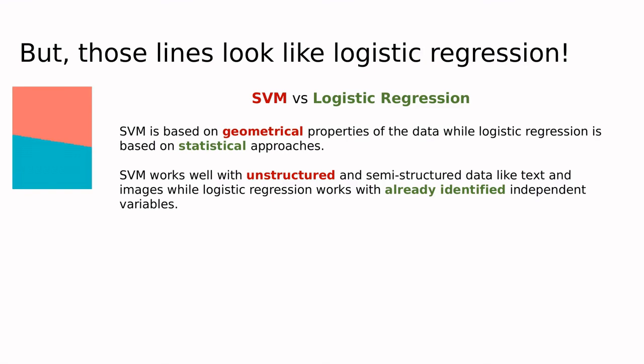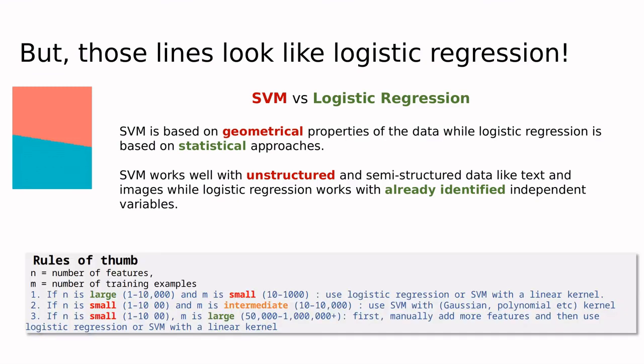A logistic regression is based on the statistical properties of the features, so basically the mean, the variance, and the standard deviation of those properties. Another difference is that SVM works amazingly well when you have unstructured data, like text, images, and sound files. A logistic regression works well when we have features that follow a kind of normal distribution. There are some rules of thumb if you want to apply one of each method. If we call n the number of features and m the number of training examples, you have here some criteria to know when to apply SVM and when to apply logistic regression.